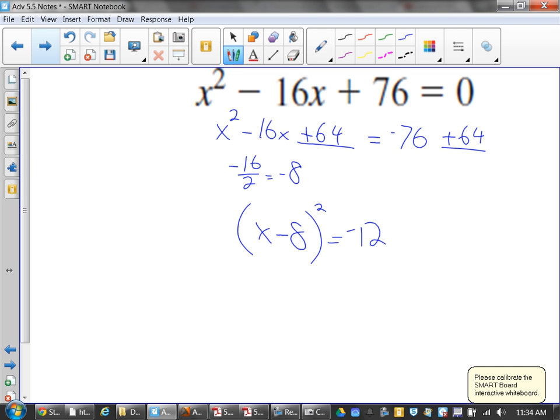So square root both sides. Plus minus 2i. Very good, very good. X minus 8 equals plus or minus 2i root 3. And then lastly, what do I do? Add the 8. Add the 8. Very good, very good.